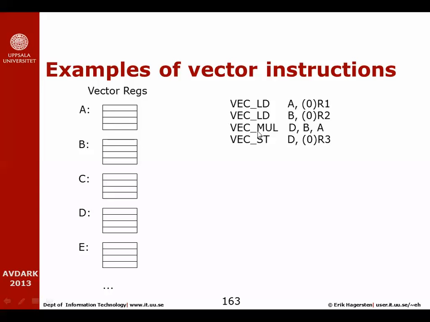And then you say vector multiply: multiply A by B, store the result in D. What that implies is that you're going to do 4 multiplications in this example in parallel with a single instruction. So a single instruction operates on multiple pieces of data at the same time. And you're going to store the 4 different results in the 4 vector locations of vector register D here. And then of course you can store all these 4 values back to memory using a single instruction.